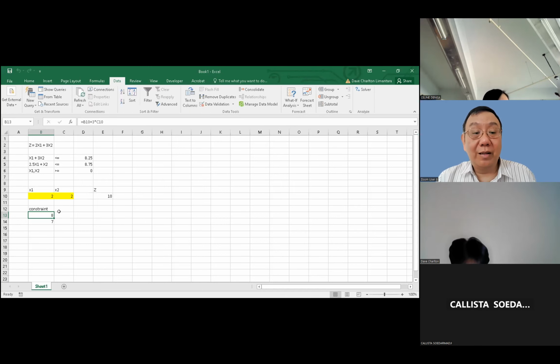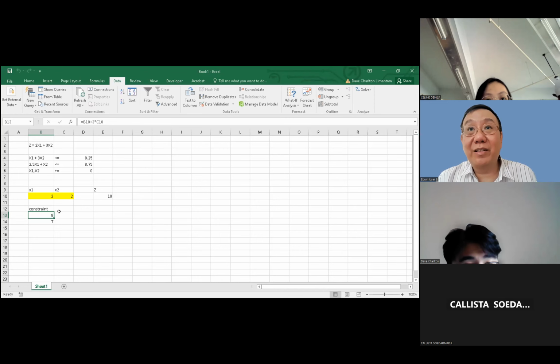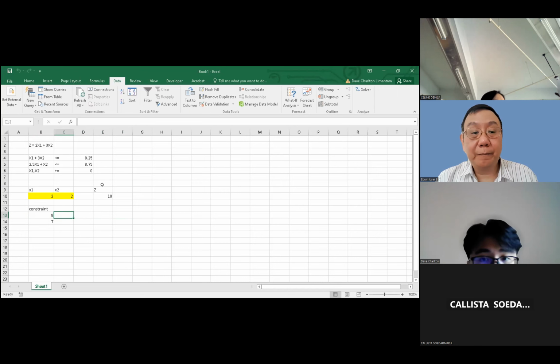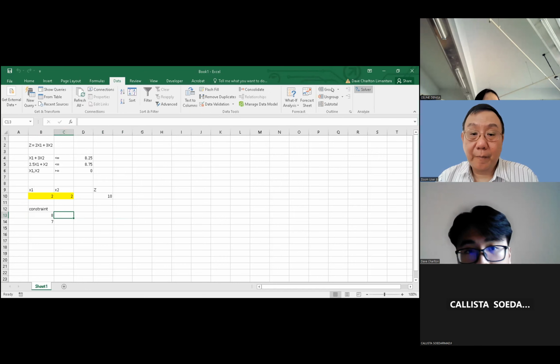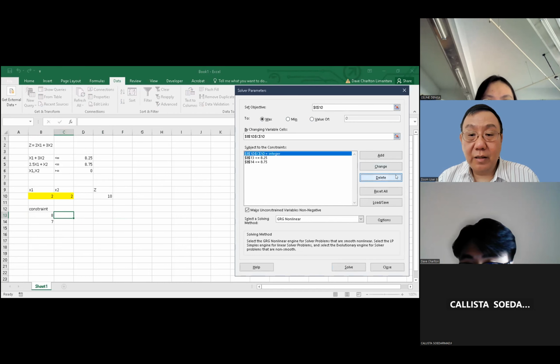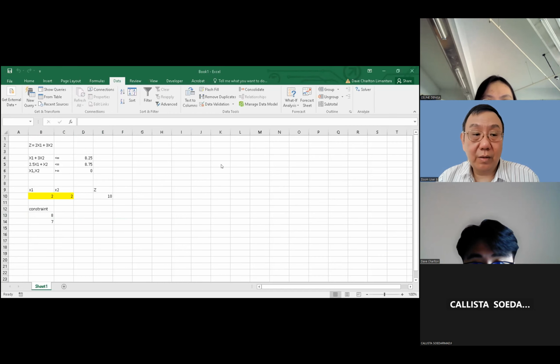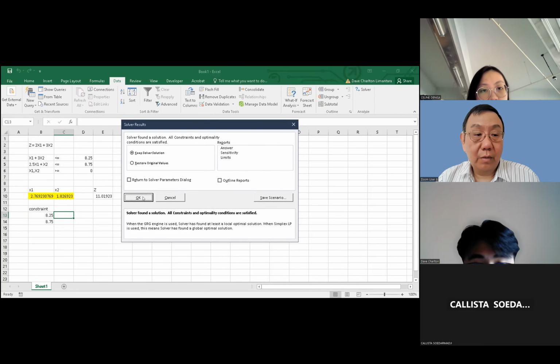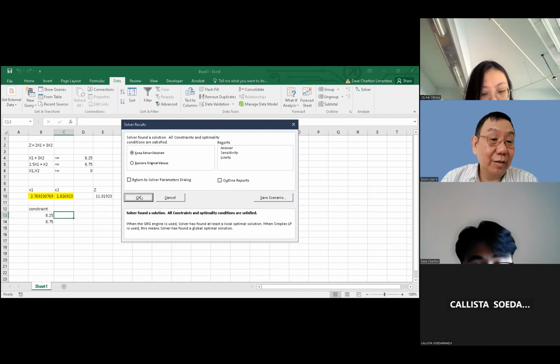So now let's try. The solution is 2 and 2, yeah? Let's try for LP relaxation. So what you will do, you go to the solver again, and then you remove the first constraint, integer. Delete. And then solve. There. Is it close?